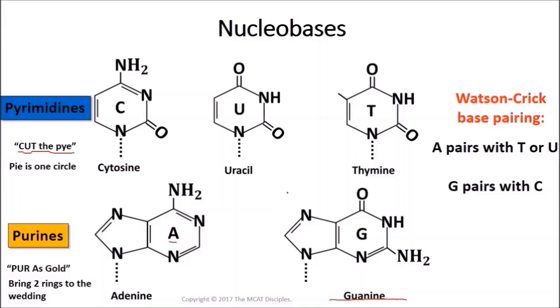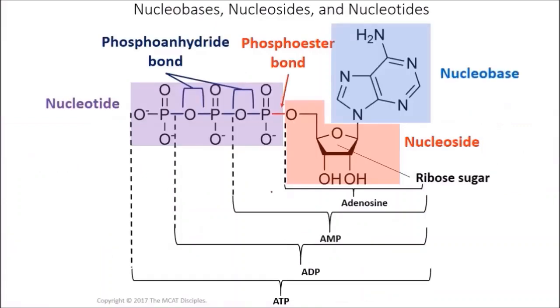Watson and Crick are the guys who, quote-unquote, discovered the structure of DNA. And they said that the base pairing is as follows: A paired with T or U, and G paired with C. You'll get a picture of that shortly. However, we'll first look at the nucleoside as well as the nucleotides next, and then we'll move on to the base pairs and such.